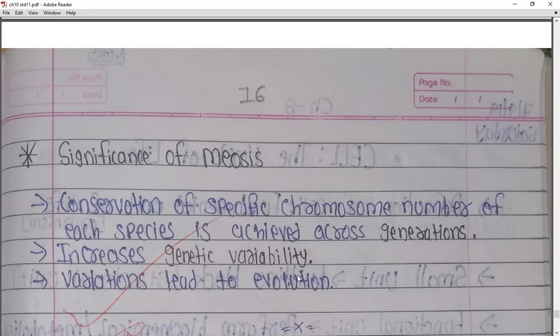Here we complete this chapter. I hope you are very clear with today's topic, and I hope you have understood about the two types of main cell division, that is mitosis and meiosis.